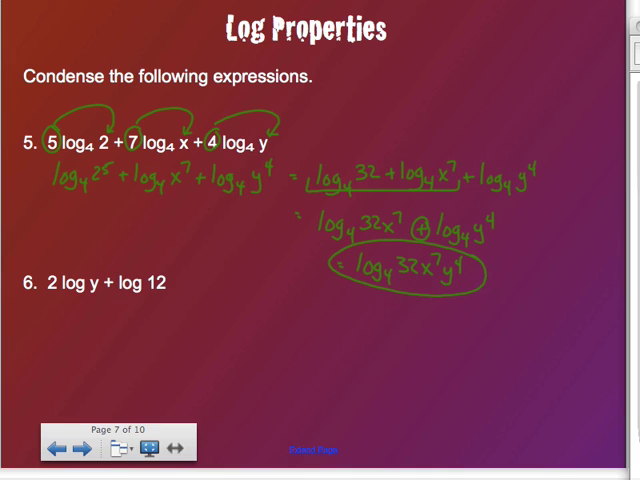Again, inside there's not much more I can go ahead and simplify. I've reduced it down to one log. It's been done. It's accomplished. And I think number 6 is actually pretty straightforward.